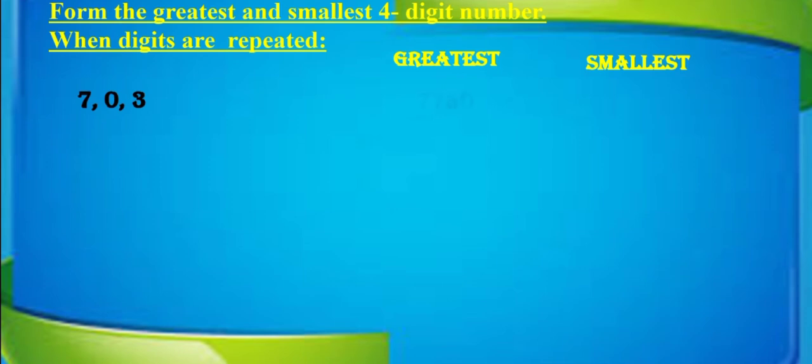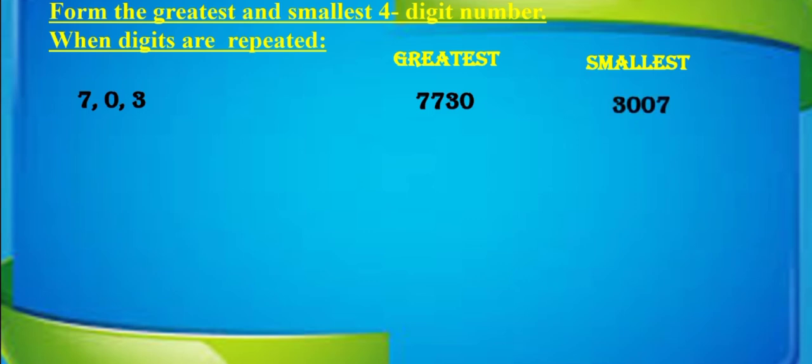So which digit will you repeat? 7 you have to repeat twice. So 7730. Okay. But when you are finding the smallest 4-digit number, you should not write 0 as the first digit. So how will you form the smallest number?